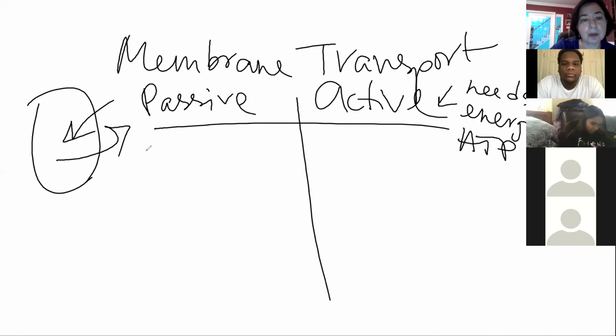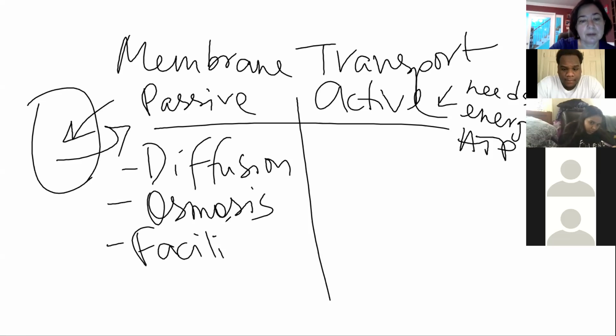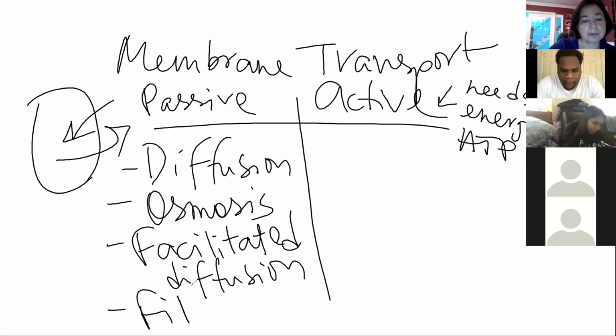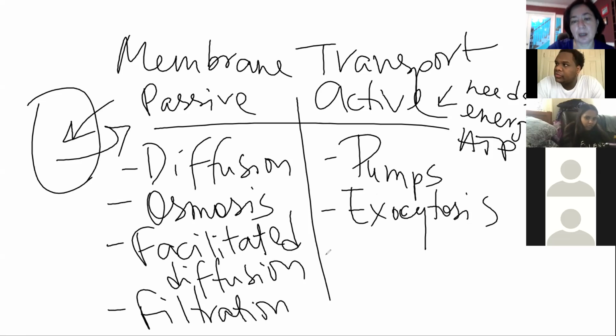So passive includes diffusion, osmosis, facilitated diffusion, and also filtration. Active transport uses pumps. We're going to talk about this, and also exocytosis and endocytosis.